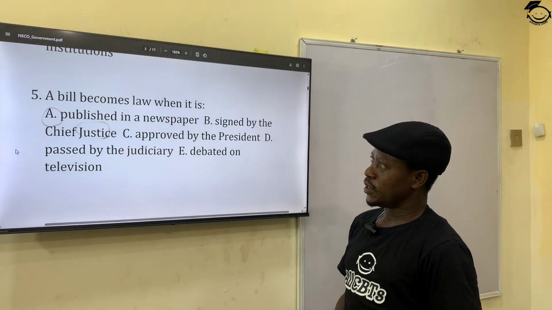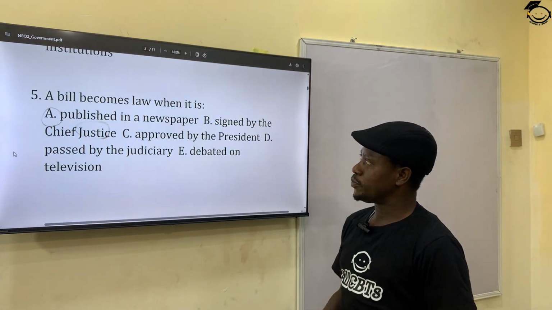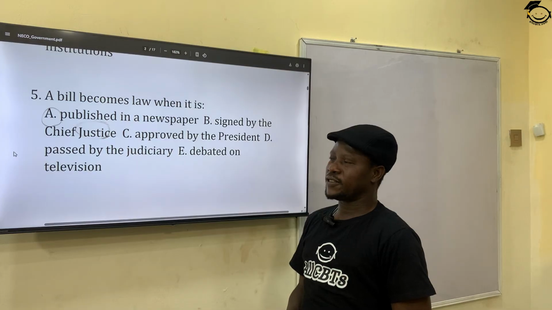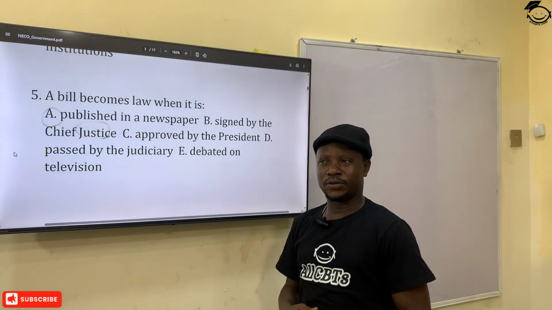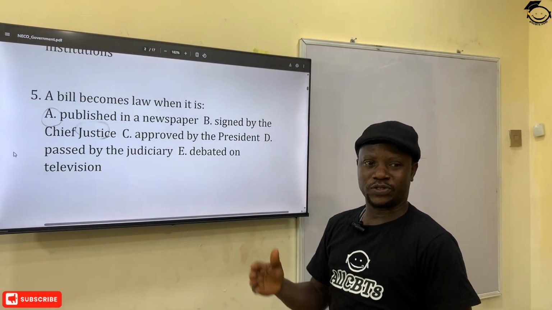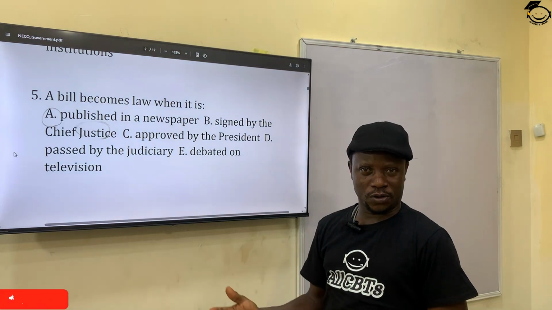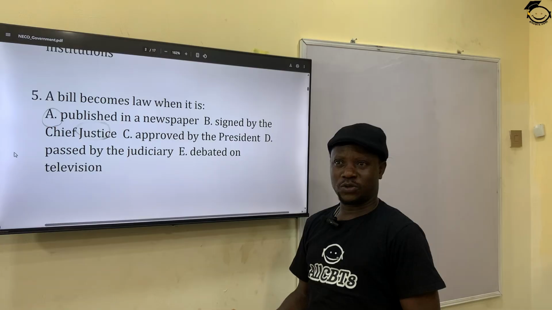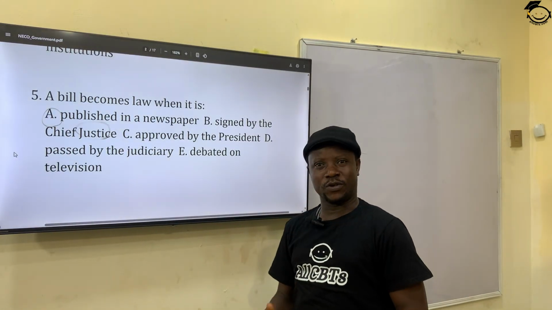The next question, I hope you're enjoying your class. A bill becomes law when it is... You know that in the legislative organ, what they pass is a bill, not actually law. And this bill has to pass through several stages to become law: from the first stage to the second stage, to the committee stage, to the report stage, to the third stage, and finally to the assent stage where the president will sign it.